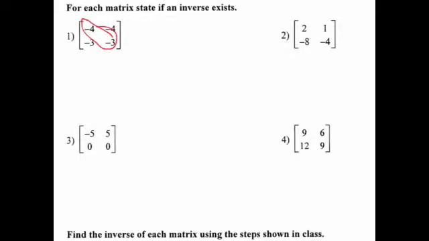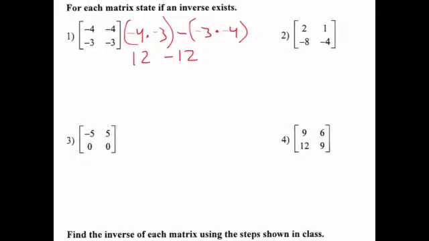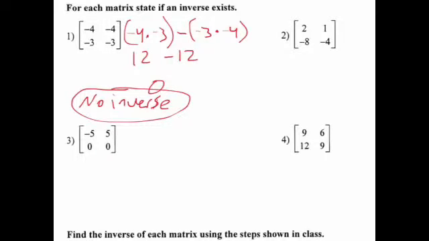So those two minus those two multiplied together, so negative 4 times negative 3, minus negative 3 times negative 4. Well, negative 4 times negative 3 is positive 12 for both of these. That gives you 0, so this one has no inverse. If your determinant is 0, the matrix has no inverse.